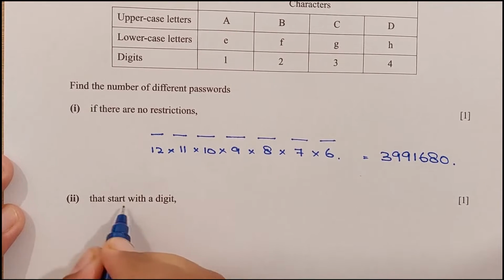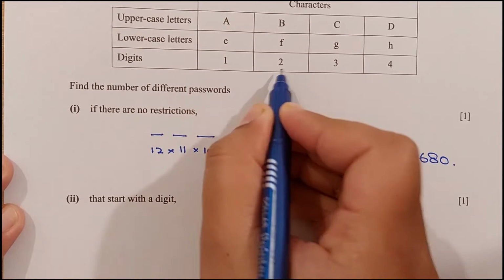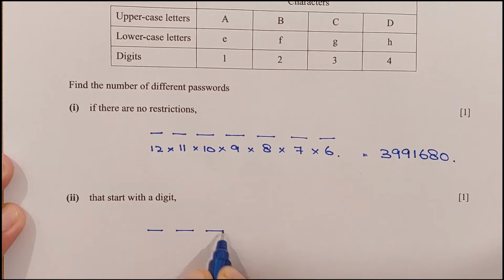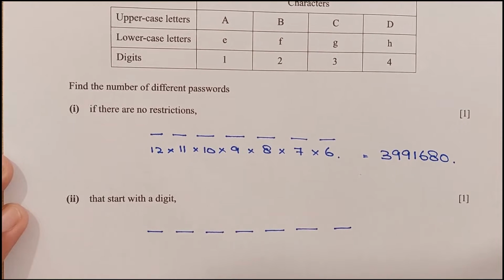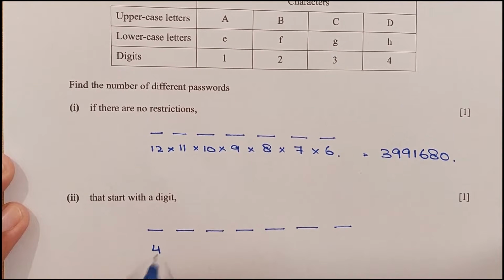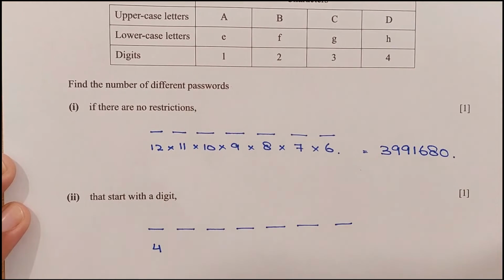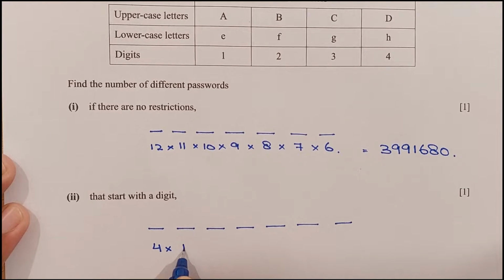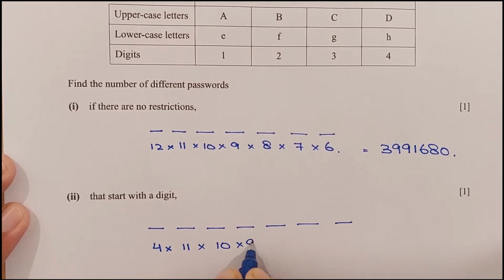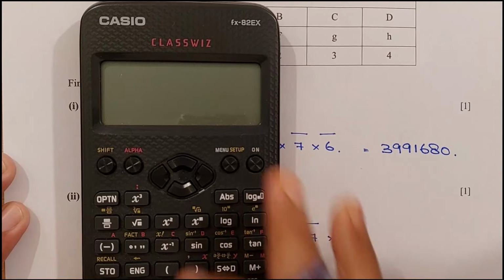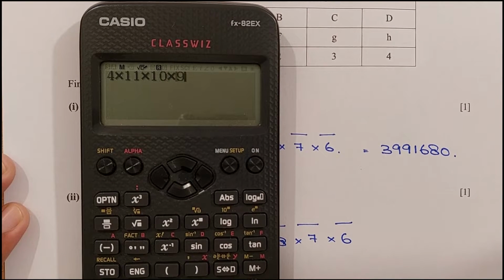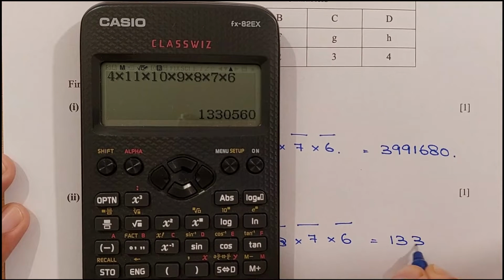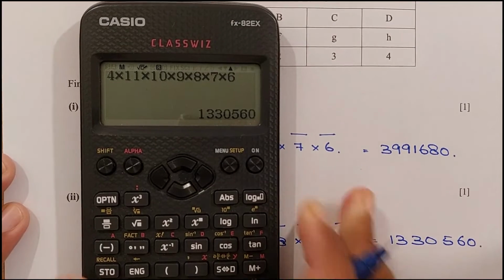Now for the second part, that start with a digit. How many digits do we have? 1, 2, 3, 4. Again a 7-character password that starts with a digit. We have 4 options for the first character because there are 4 digits. Then how many options are left? For the second character, 11 options are left, and then 10, 9, 8, 7, and 6 options. So we can say 4 times 11, 10, 9, 8, 7, 6, which is 1330560.